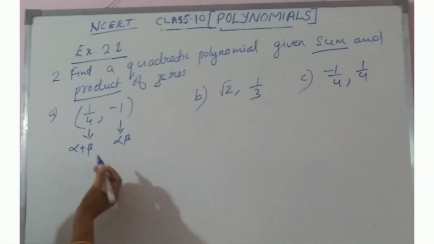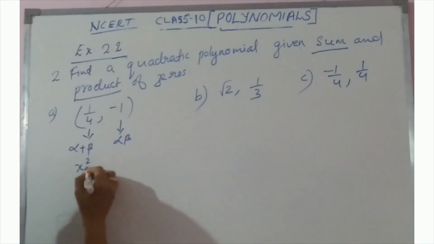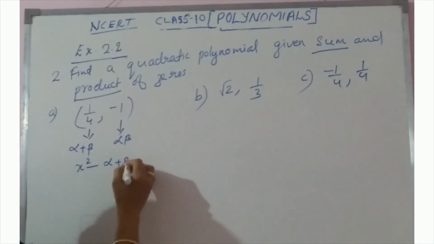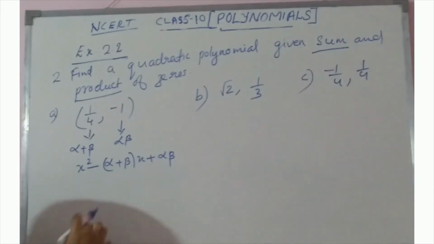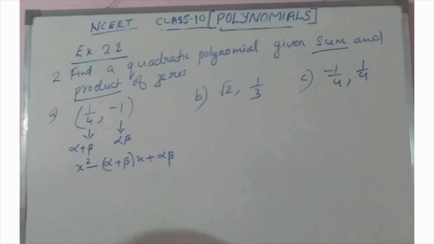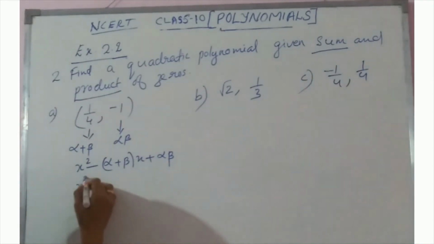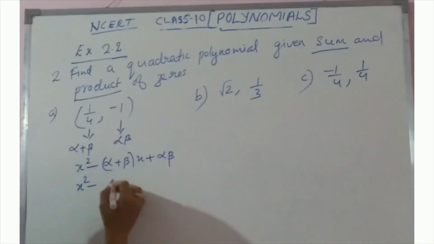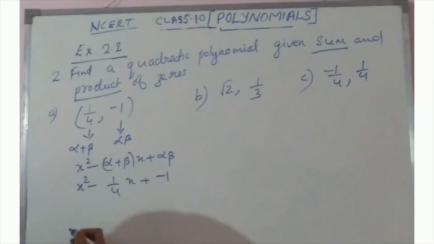To form the quadratic polynomial, we studied a formula that is x square minus sum of zeros, that is alpha plus beta, into x plus alpha beta. This is the formula for forming the quadratic polynomial if sum of zeros and product of zeros are given. Now we have to substitute directly. X square minus alpha plus beta is 1 by 4, x plus alpha beta value is minus 1.